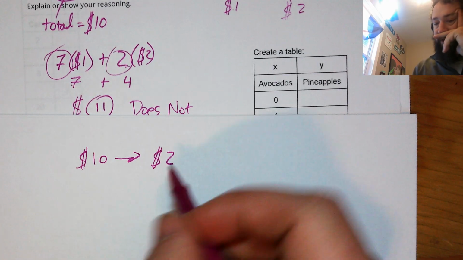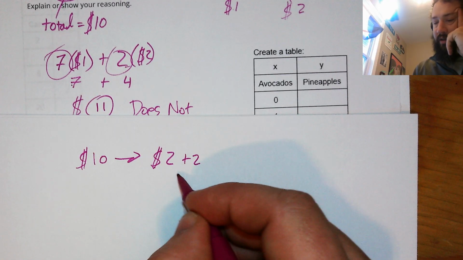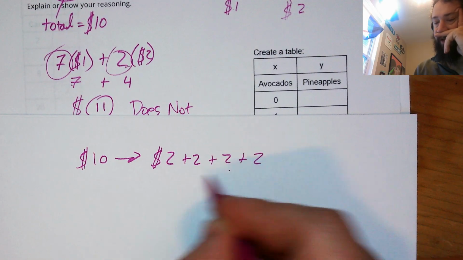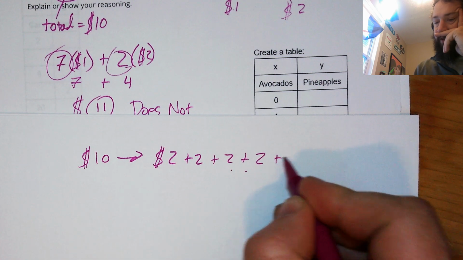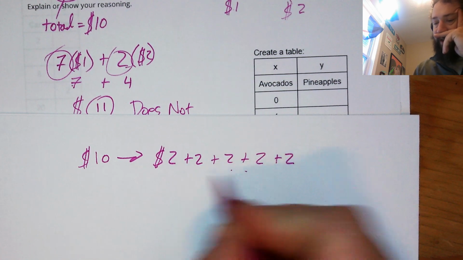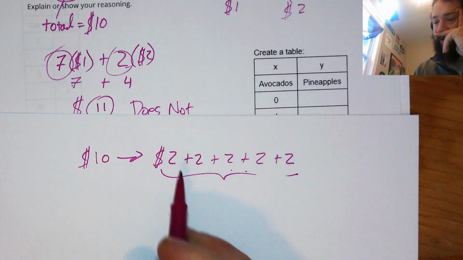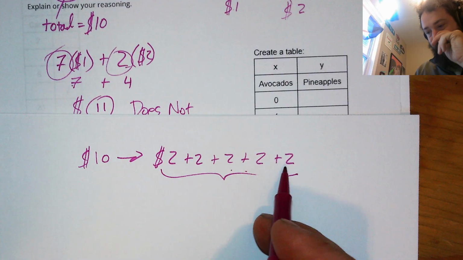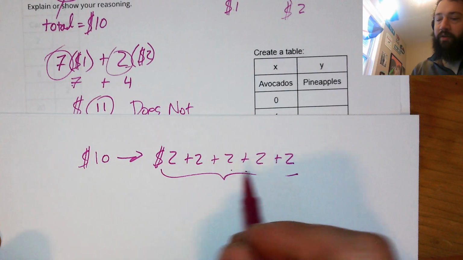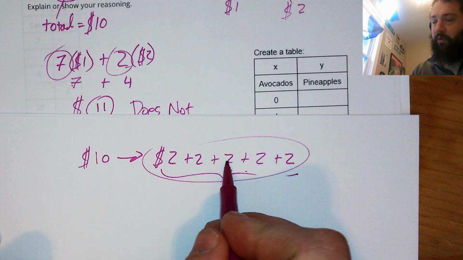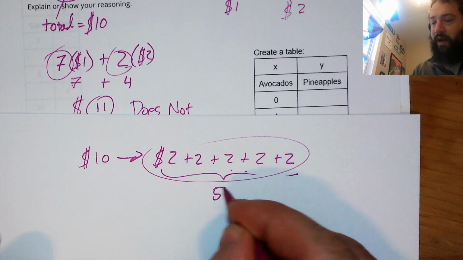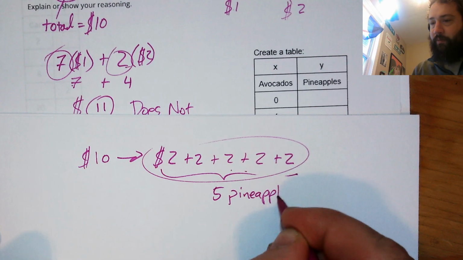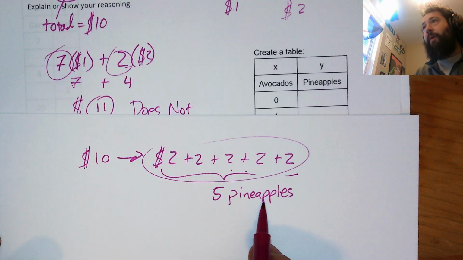So I could have $2 plus $2, that's 4, plus $2, that's 6, plus $2, that's 8, plus $2 is 10. So that is 1, 2, 3, 4, 5. That is 5 pineapples that I can buy.